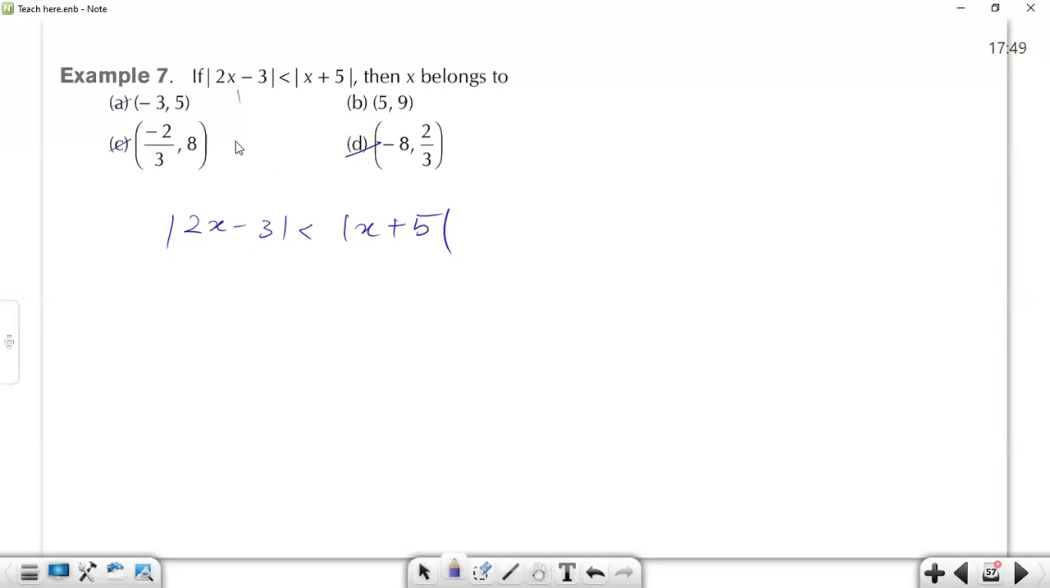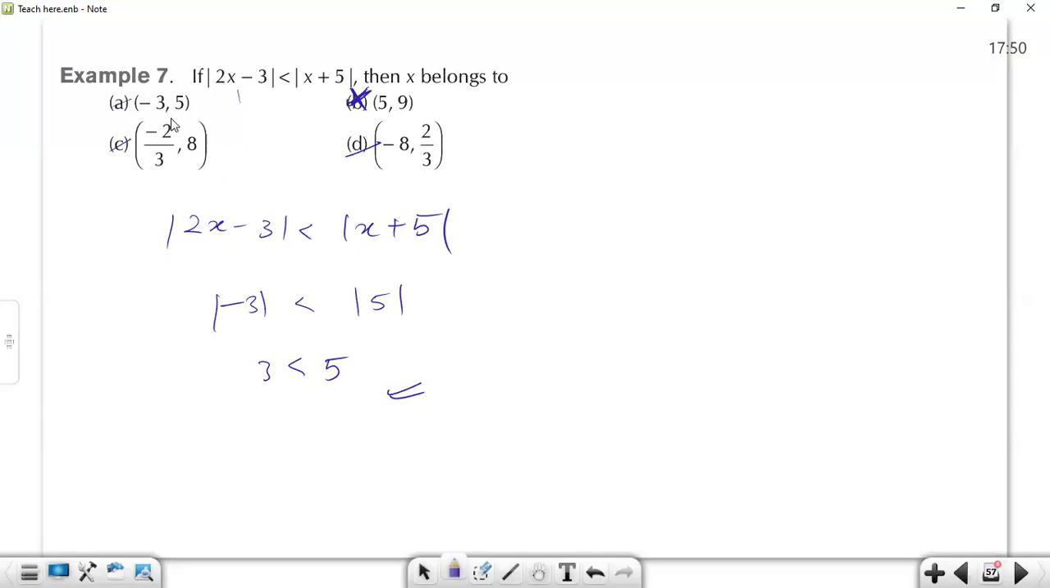0 is included in these three domains of x. Let's check whether for 0 this will stay true or not. For 0 this will become -3 less than 5. So 3 is less than 5. Yes, of course, it's true. So it's sure that option B is eliminated. So option B should not be our answer.